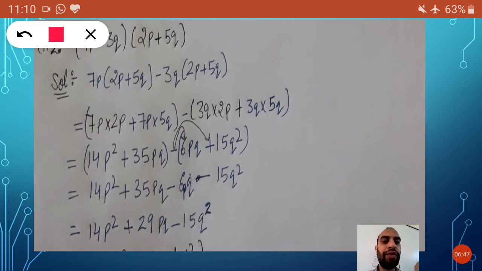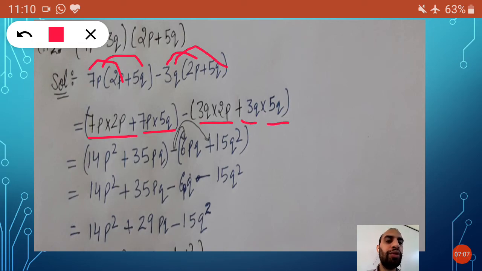So let's see. First you need to multiply 7 into 2. So you can see here 7p is multiplied to 2p. Next is 7 to 5, that is 7p into 5q. Next 3 into 2, 3q into 2p. Then next 3 into 5, 3q into 5q.